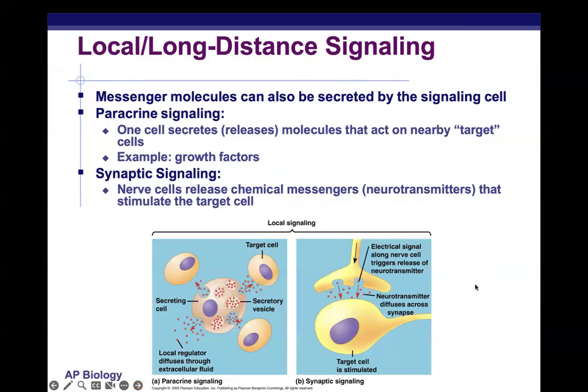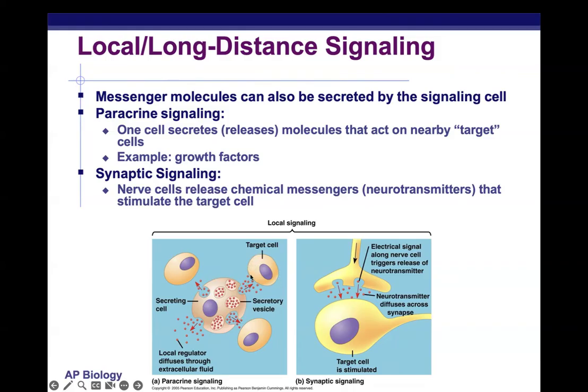So local and long distance signaling, because they are communication between cells that aren't right next to each other, both use messenger molecules. And these messenger molecules, like these dots here, we also call ligands. They are an example of when one cell releases a ligand and they act on a nearby target cell.